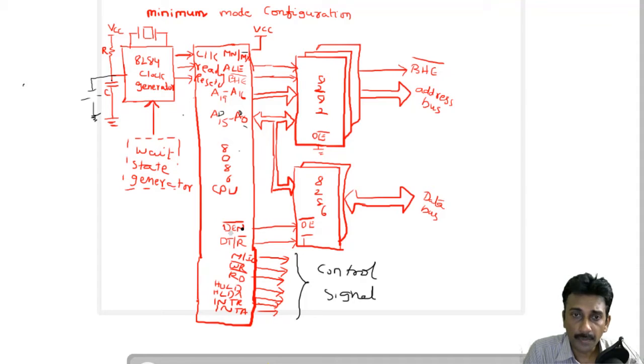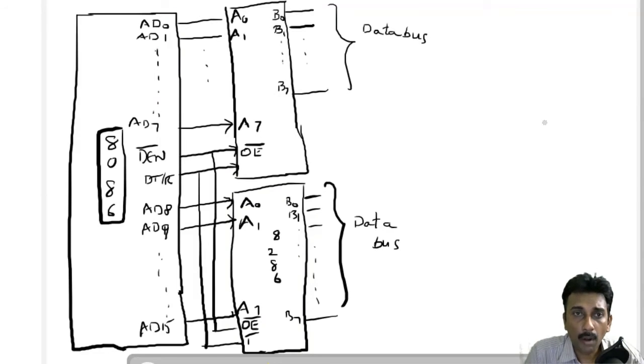These are different types of signals used as control signals to control the entire microprocessor. Coming to the internal block diagram of 8286, the internal block diagram of 8286 will look like this. This 8286 comprises AD0 to AD15 lines. Of course, OE bar is connected to DEN bar and DT/R bar is connected to the T pin.